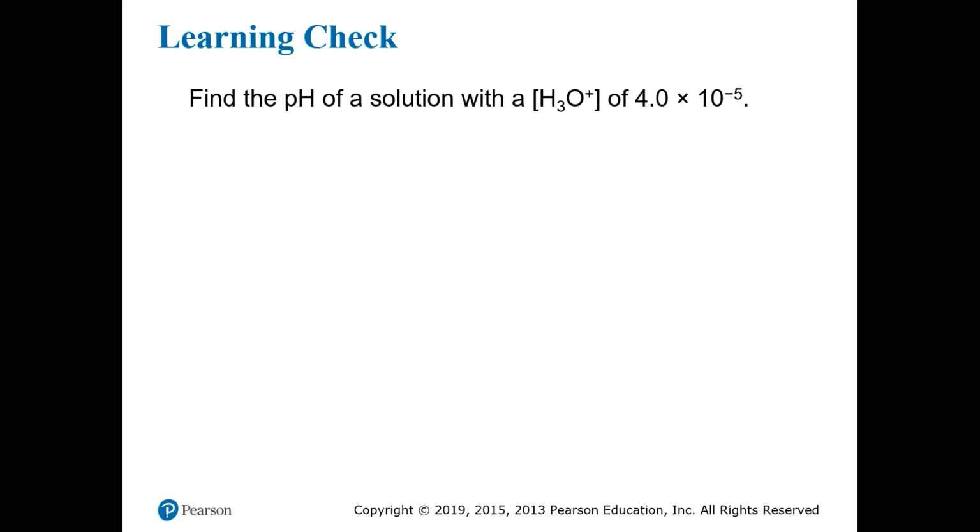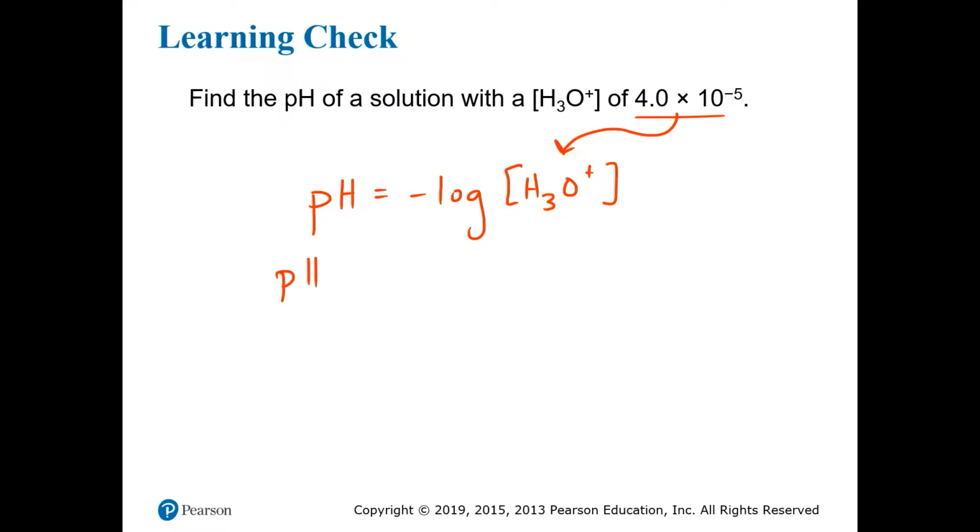This is another straightforward example. It says find the pH of a solution with a hydronium concentration of 4.0 times 10 to the minus fifth. So once again, we just need the formula for pH. pH equals negative logarithm of H3O plus. We put the concentration that they gave us directly into the formula, and so we're looking for the negative logarithm of 4.0 times 10 to the minus fifth.